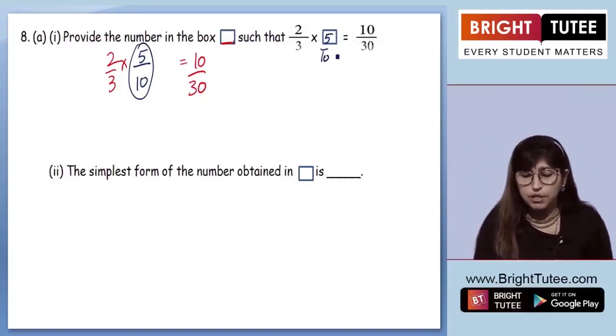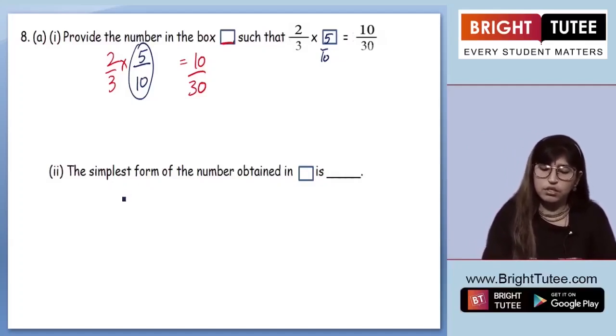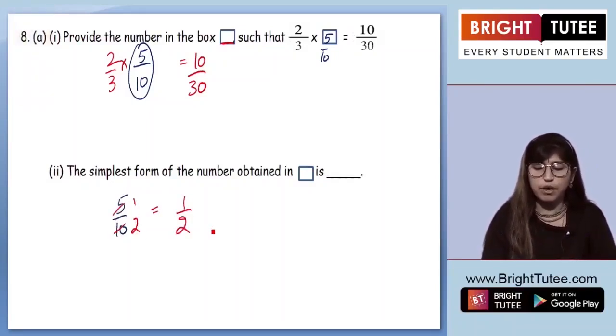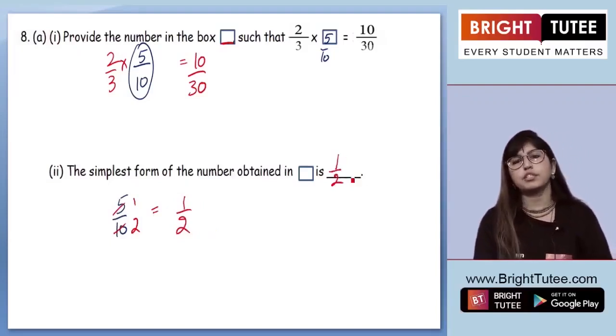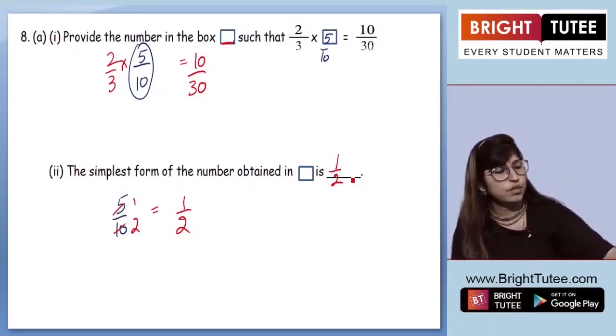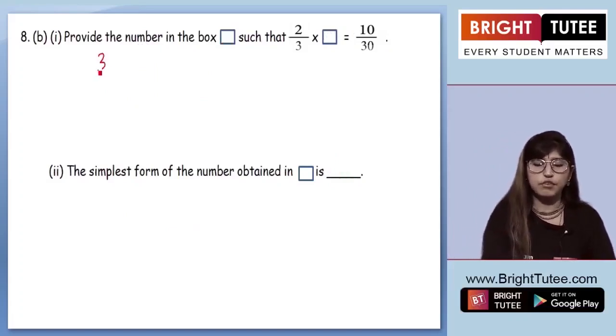Now it says what is the simplest form of the number obtained in the box? Now the number which you obtained in the box is 5/10. And we can cancel them out, and we can write it down as 1/2. So the simplest form of the number obtained in this box is 1 by 2. Let's move on to the B part. You can try it yourself. I'll give you a few seconds.